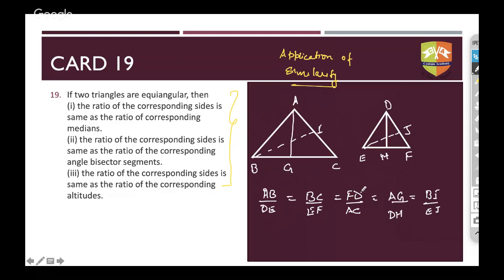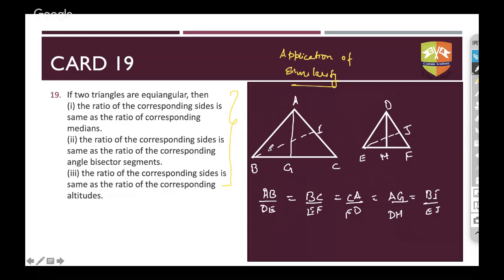Oh, sorry. I wrote it the other way around. Thanks, Prajna, for correcting. So it is AB by DE, AB by DE is equal to BC by EF is equal to CA, I'm sorry, this is wrong and this has to be corrected. Thanks for correcting. And this is CA upon FD. Okay. Now again, how do you prove?